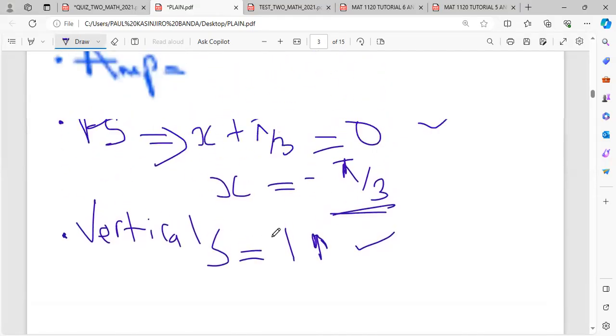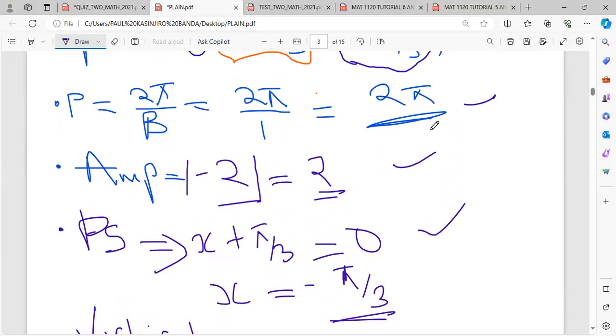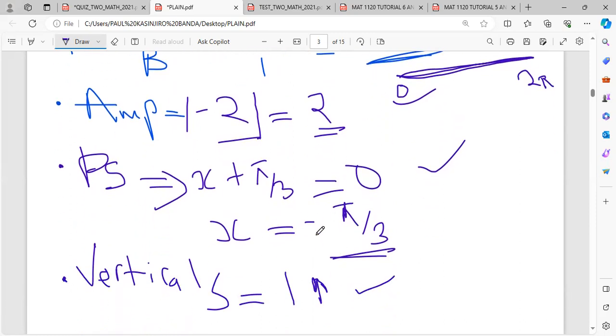We look at the period because the period shows us the range on the x-axis. So here if the period is 2 pi, it means this graph should start from 0 all the way to 2 pi. But we have a phase shift. I said negative, meaning this graph is going to be shifted to the left by these units. So we have to find the new range.